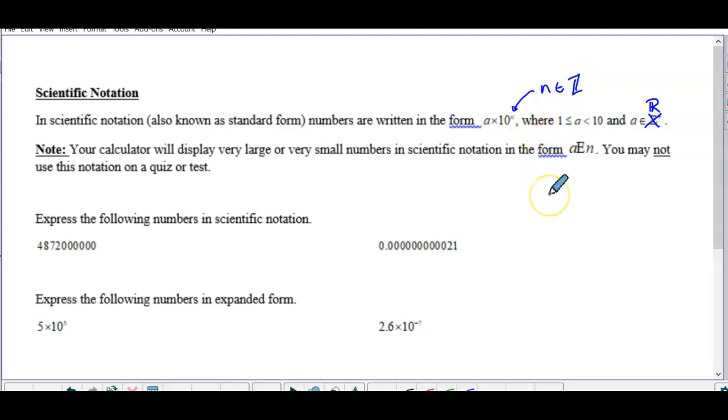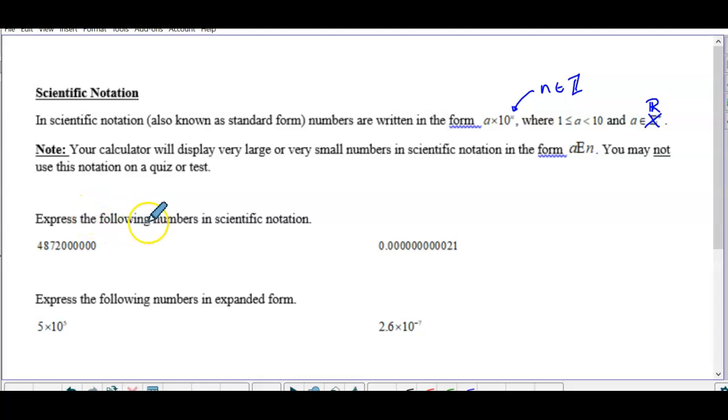Your calculator will display very large or very small numbers in scientific notation in this form: some number, capital E, then another number. You can't use that notation on a quiz or a test, and I'll show you that in a few minutes.